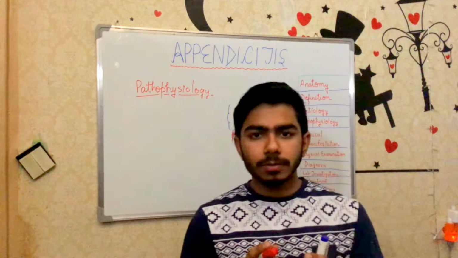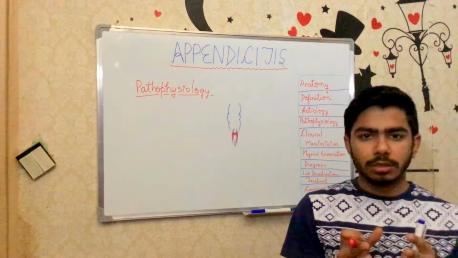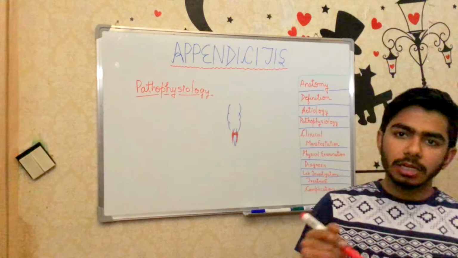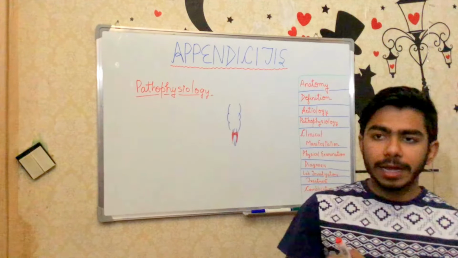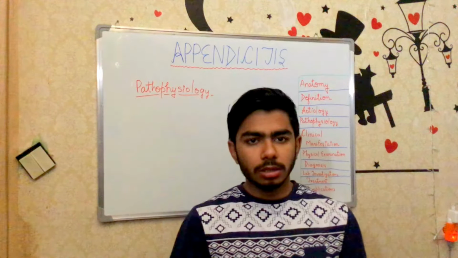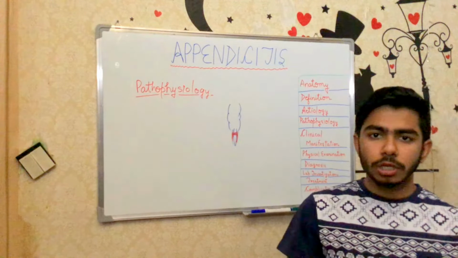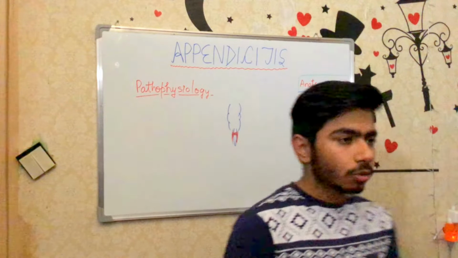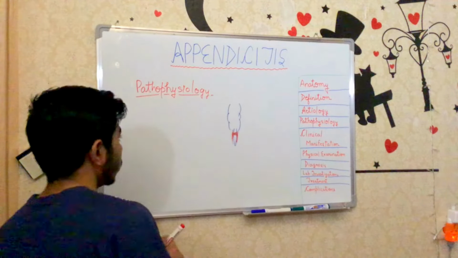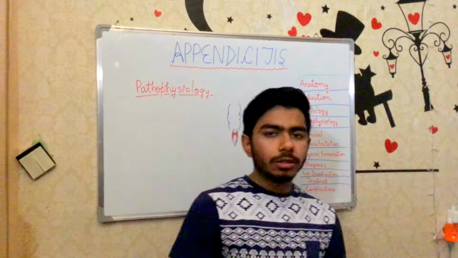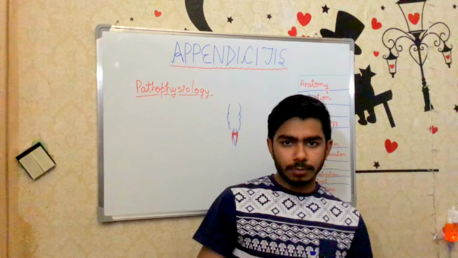Now this mucus will start to accumulate there. There will be stagnation of the mucus, which will lead to bacterial invasion. And as there will be invasion of the bacteria, there will be a high WBC count in the blood. There will be leukocytosis. So this is the cause. Also, if the intraluminal pressure increases, it will obstruct the venous outflow.